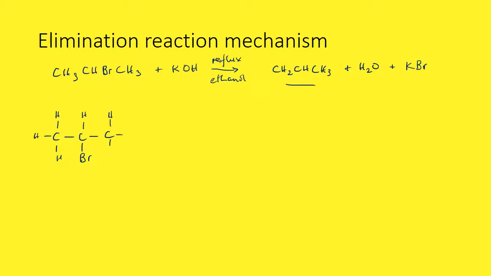There's our halogenoalkane, like so. Let's draw our hydroxide ion in here with, again, our lone pair. And we're reacting those two together under reflux with ethanol. And when we do so, what happens?